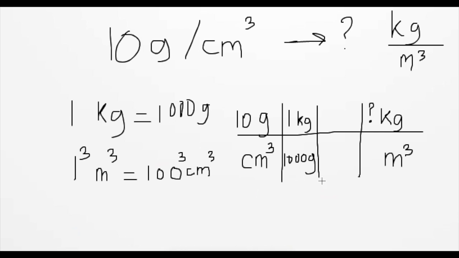I could have put 1,000 grams on the top equals 1 kilogram on the bottom, but that would not have canceled out my grams. I need them to be on opposite sides so the grams can cancel and I can achieve kilograms like I need.